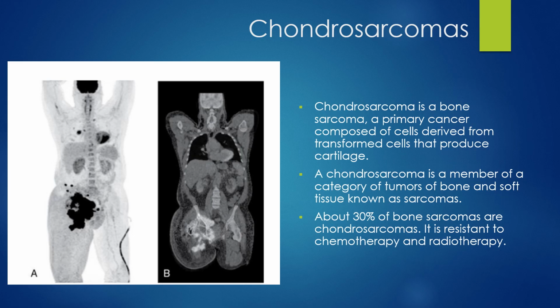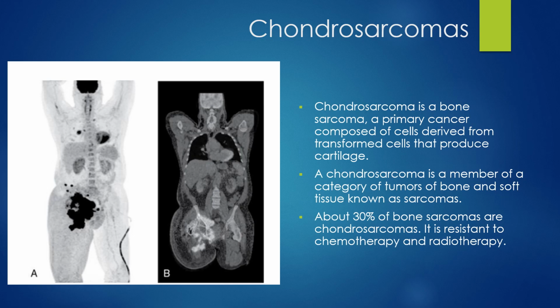Chondrosarcoma is a member of the category of tumors of bone and soft tissue known as sarcomas, and about 30% of bone sarcomas are chondrosarcomas. Unfortunately, it is resistant to chemo and radiation. A lot of times the only treatment is to amputate, but if it's towards the head of the femur and it's aggressive and metastasizes quickly, then it becomes very hard to do that.